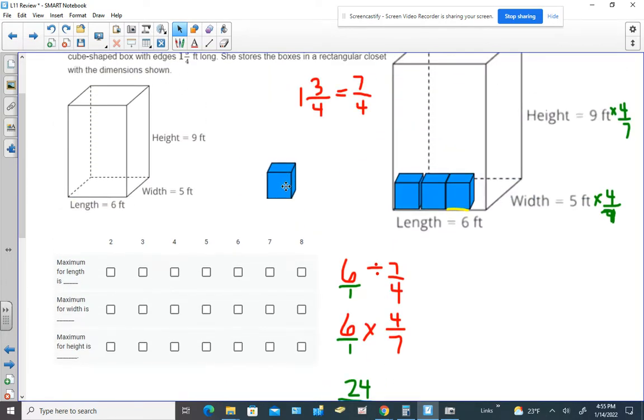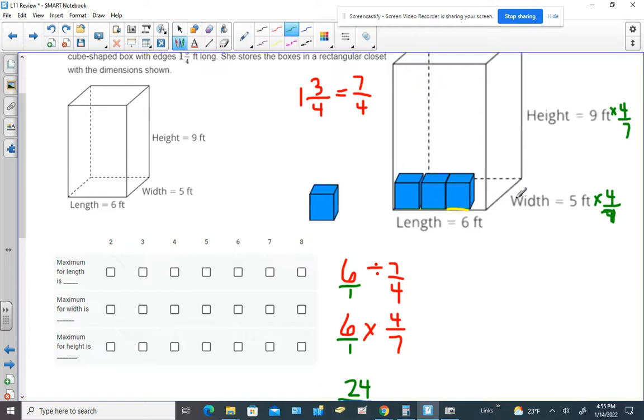Now, we can fit 3 hat boxes, but can we fit 4? We can't fit 4. Can we break this thing in half and squeeze it in there? No, we're not going to break it in half. We're not going to damage the hats inside. We're just going to stick with the 3. So we're going to use that same idea for each question.